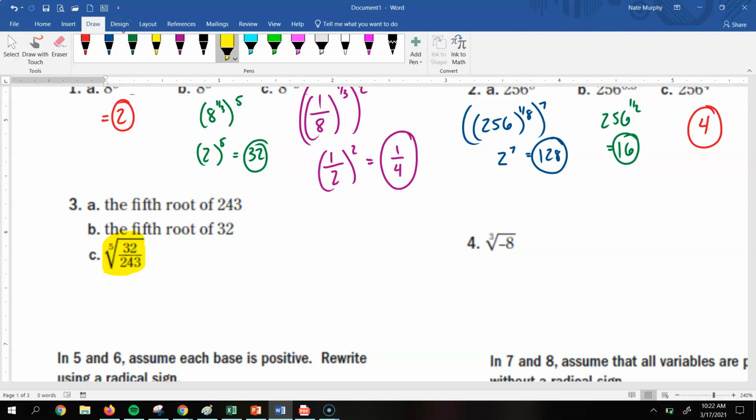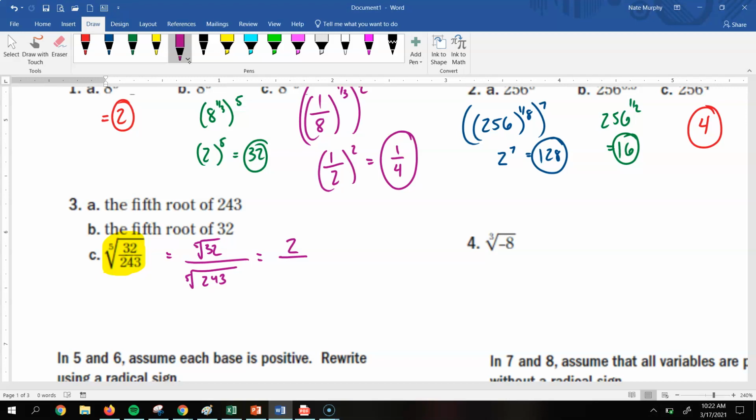So here's a process that we would do. The first step is we would break this up into the 5th root of 32 divided by the 5th root of 243. So we want to figure out, well, what times itself 5 times would be 32? Well, hopefully you recognize that that would be 2. Then we've got to figure out what times itself 5 times would be 243.